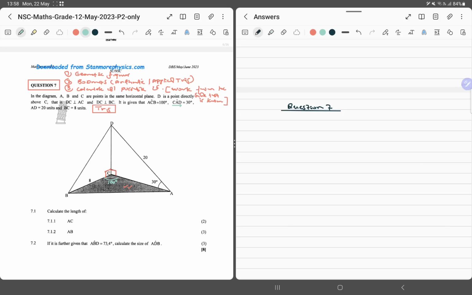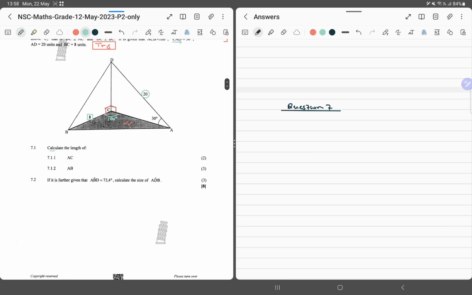Now, AD is 20 units. So there is 20 units there. We can see it. And then BC is 8 units. So there is 8 units. We can see it. And then, of course, it says, calculate the length of AC.